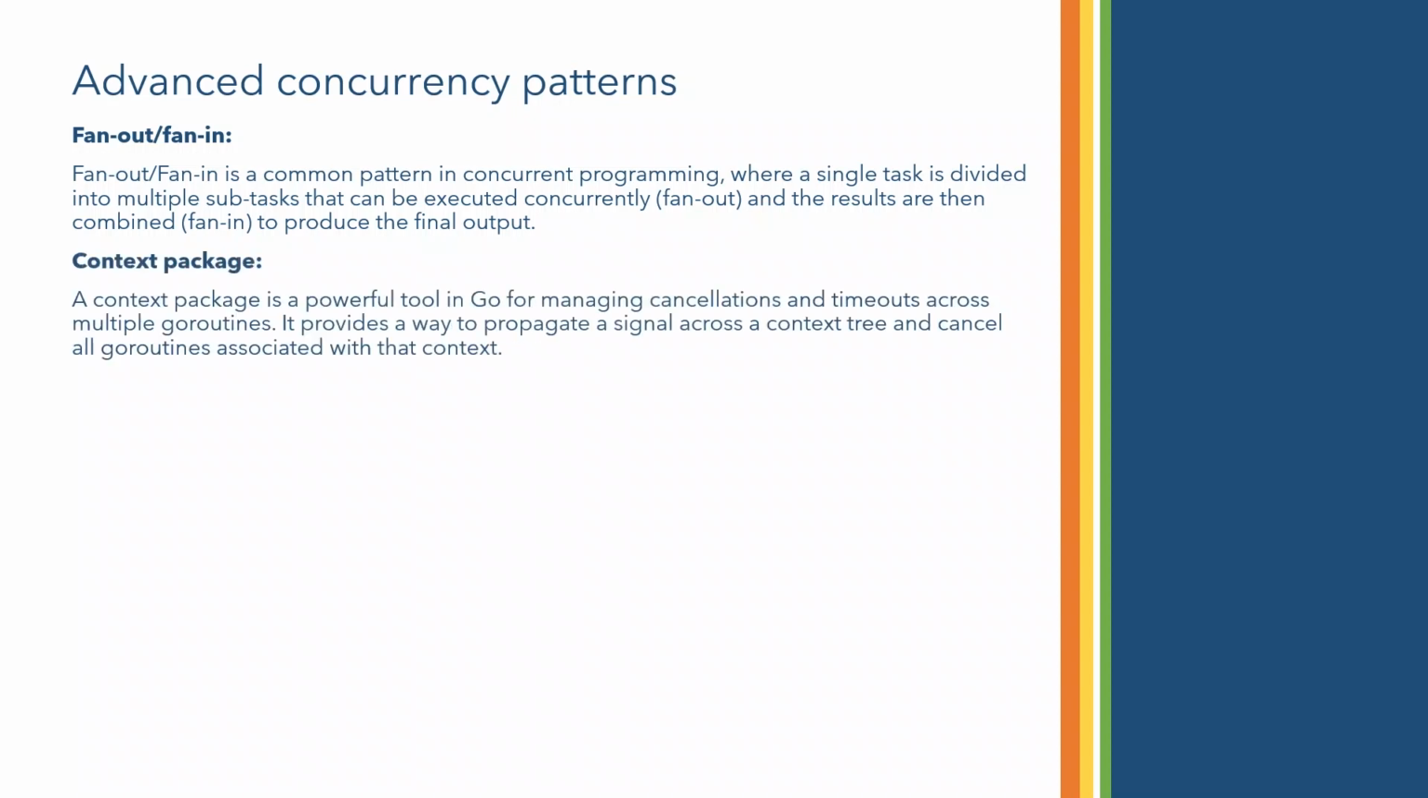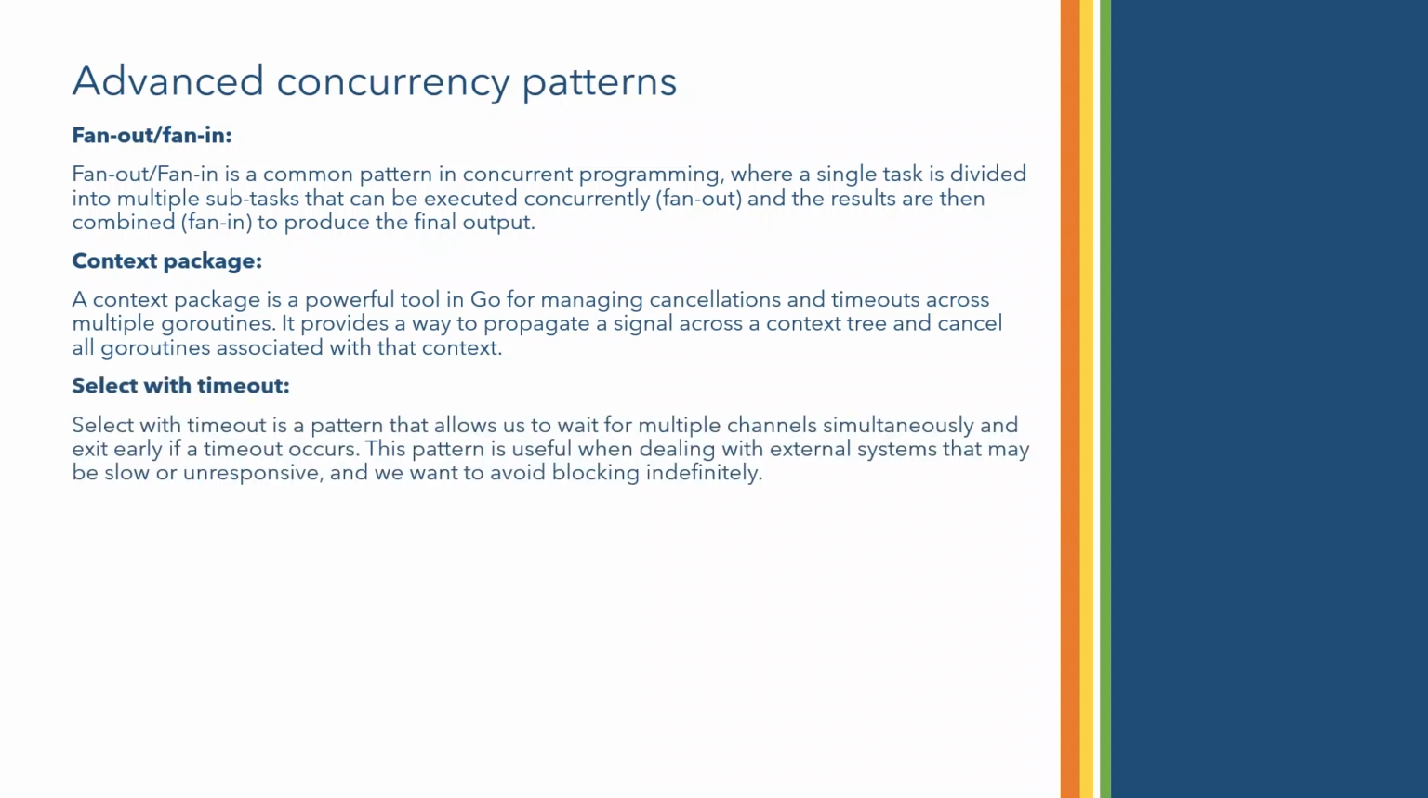Next one is the context package. The context package is a powerful tool in Go for managing cancellations and timeouts across multiple goroutines. It provides a way to propagate a signal across a context tree and cancel all goroutines associated with the context. Select with timeouts. Select with timeout is a pattern that allows us to wait for multiple channels simultaneously and exit early if a timeout occurs.